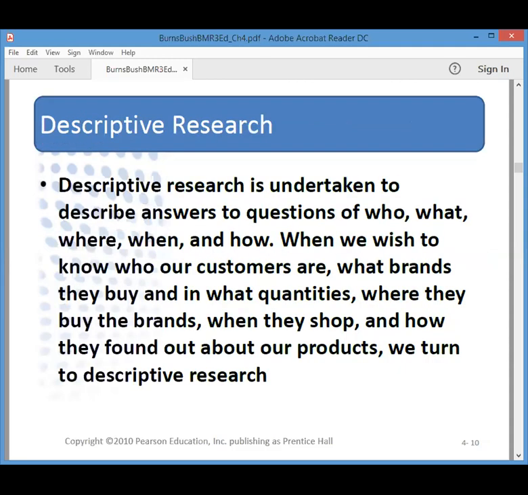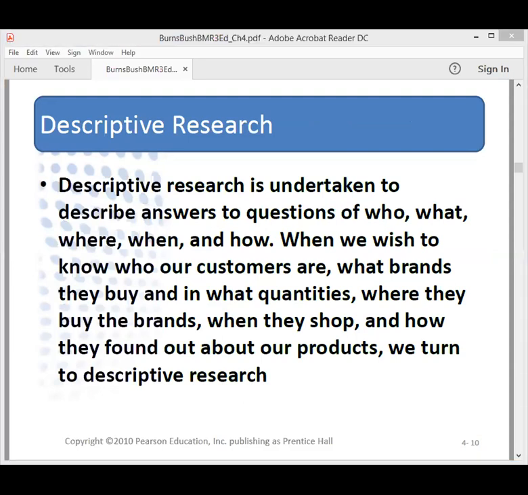So descriptive research answers questions of who, what, where, when, and how. For example, what brands do people like? What quantities? When do they shop? How did they find out about our products? So this is descriptive research. Descriptive research is desirable when we wish to project a study's findings to a larger population. If a study sample is representative, the findings may be used to predict some variables of interest, such as sales.